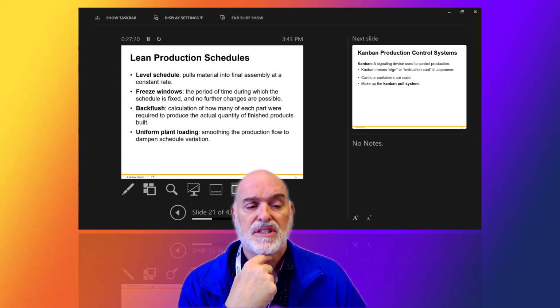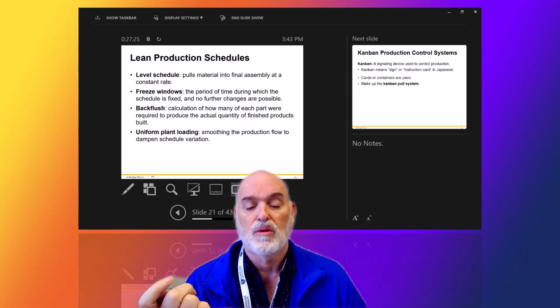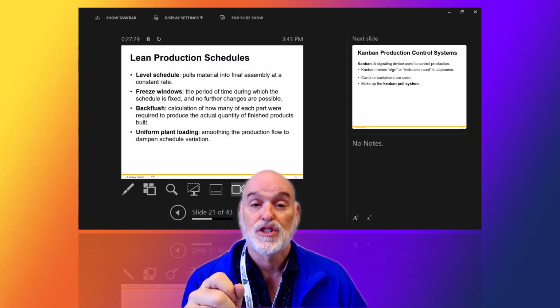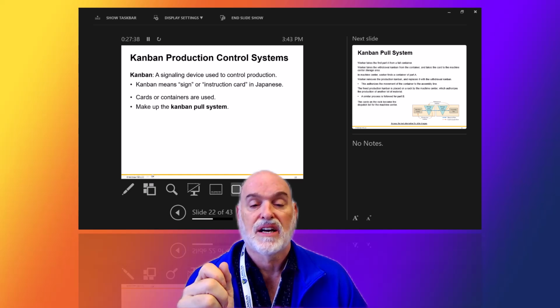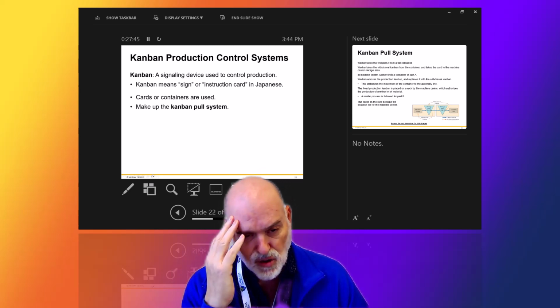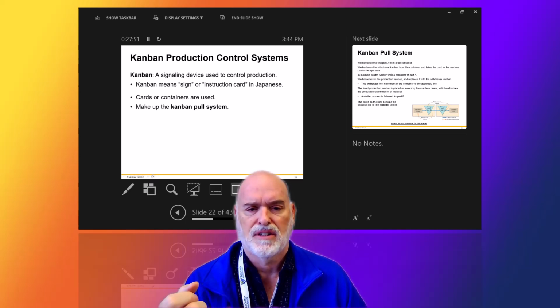Lean production schedules: you have a level schedule, freeze windows, backflush, or uniform plant loading, and I don't have to read these for you, you can read them yourself. Kanban production control systems. Kanban is a pull system, a signal device used to control production. Kanban means sign or instruction card in Japanese. Cards or containers are used. Many companies generally use it for high production or repetitive production of products.